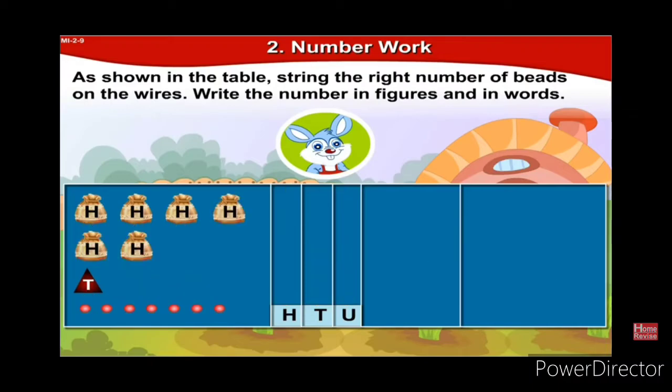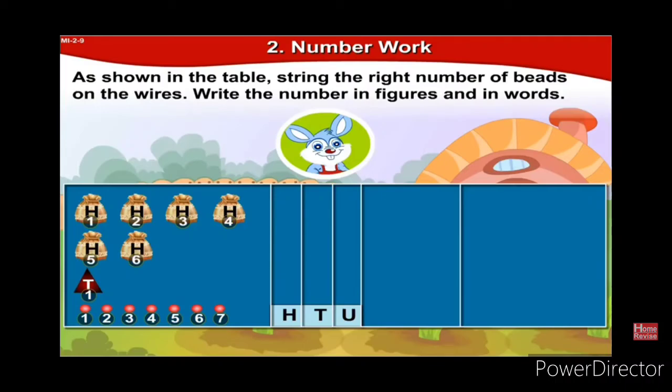First we will count the hundreds. 1, 2, 3, 4, 5, 6 hundreds. There is 1 tens. And how many stray beads? 1, 2, 3, 4, 5, 6, 7. 7 extra beads, which means 7 ones.